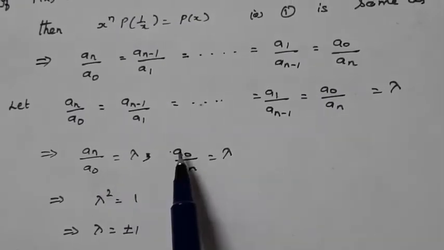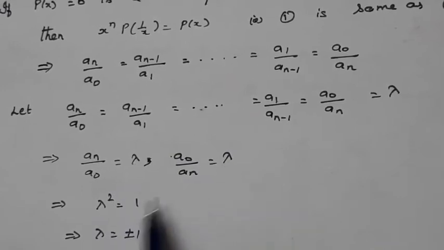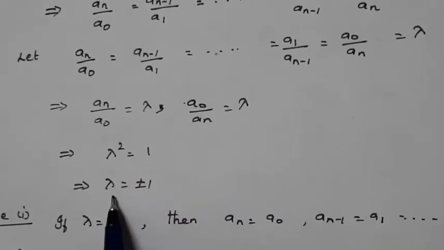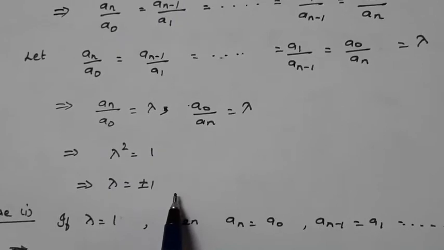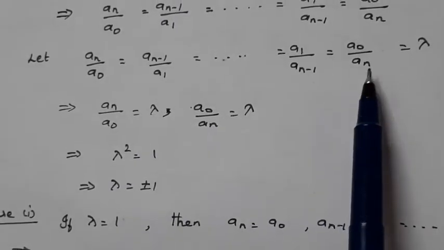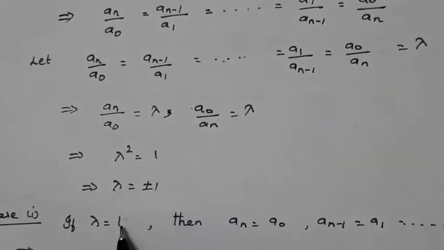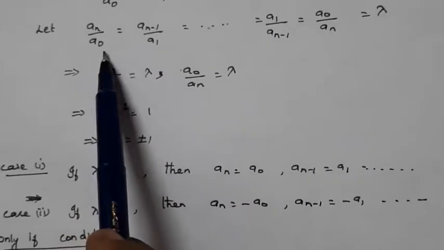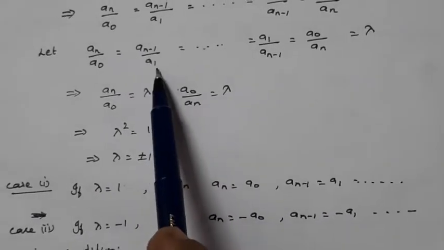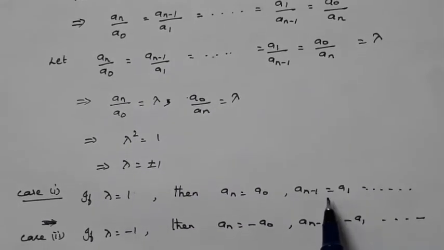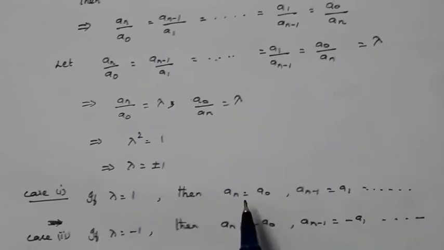So a naught and a naught, a n and a n will get cancelled on multiplication. So we will have lambda squared is equal to 1, which in turn implies lambda is equal to plus or minus 1. So the equal ratio will be either plus 1 or minus 1. If this lambda is equal to plus 1, then a n by a naught equal to 1, which implies a n is equal to a naught. a n minus 1 by a1 is equal to 1 implies a n minus 1 is equal to a1, etc. That is the first condition.